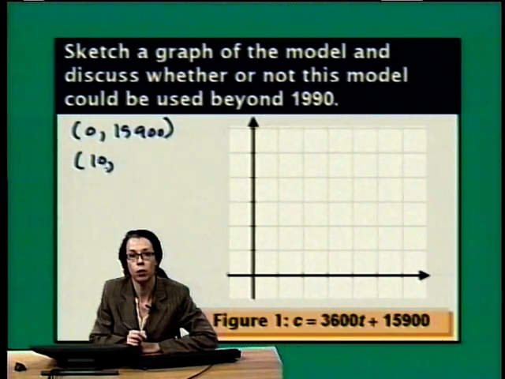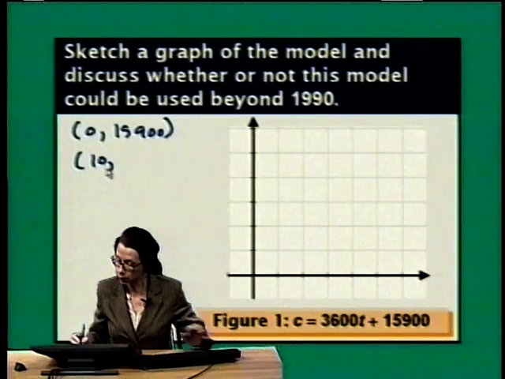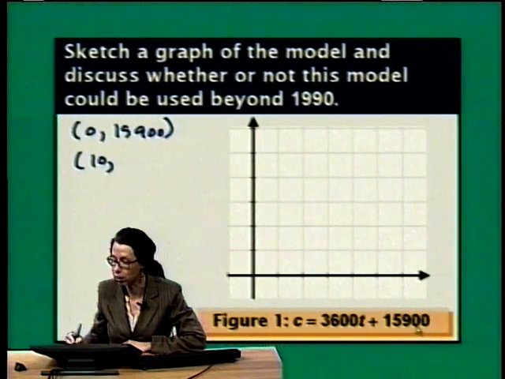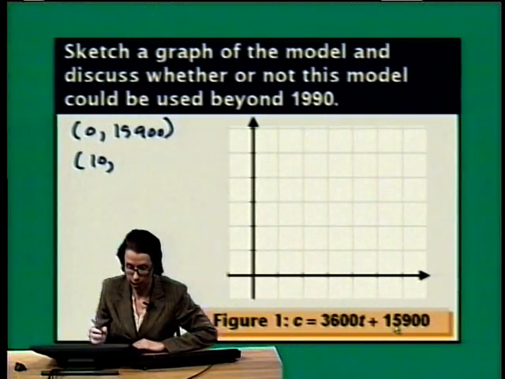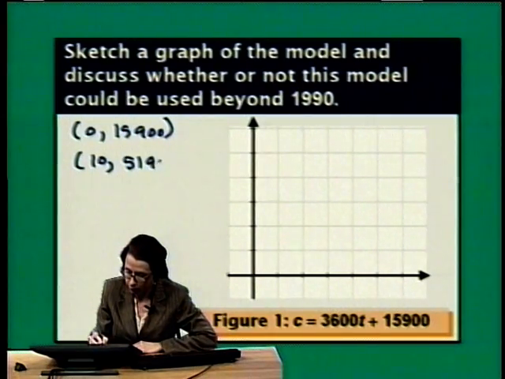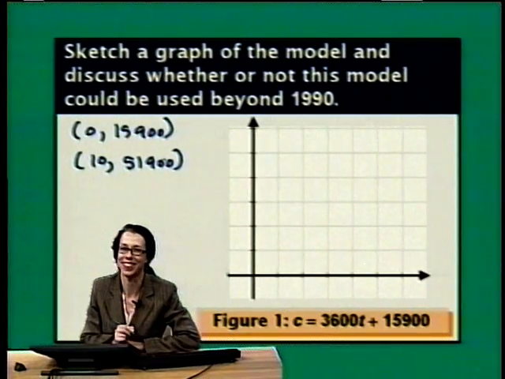Let's think about what's happening in 1990. So what I want to do is evaluate C when t equals 10. Well, if I look at my model, if t equals 10, I have 36,000 plus 15,900. Well, 36 plus 15 is 51, so I'll have 51,900. Now, if you want to pull out a calculator and do that calculation, you could do that as well.